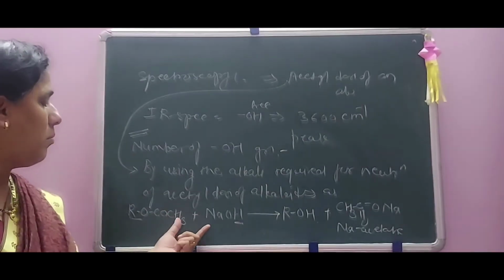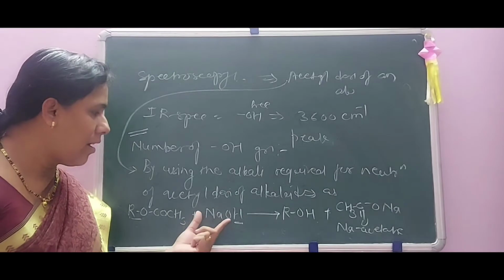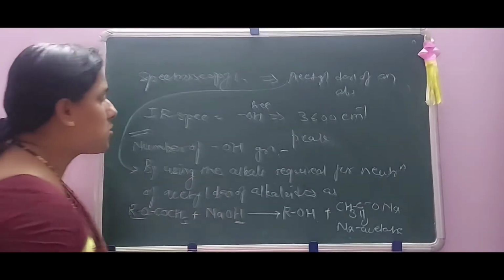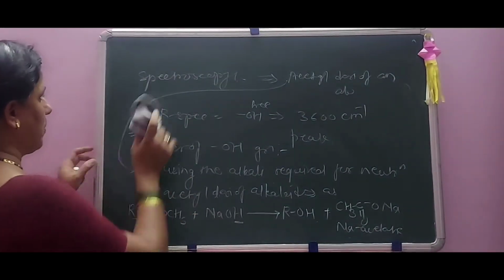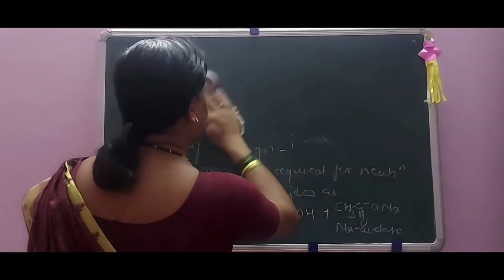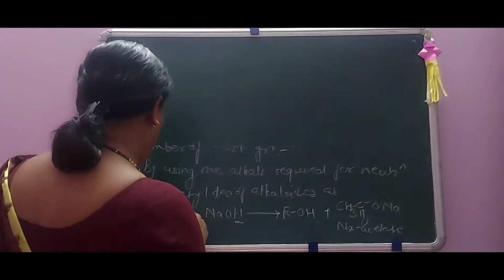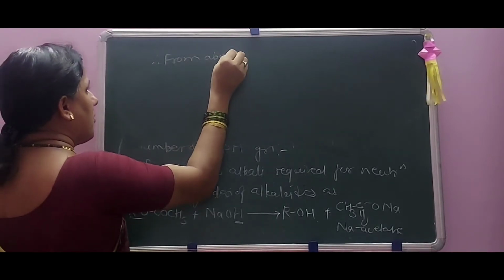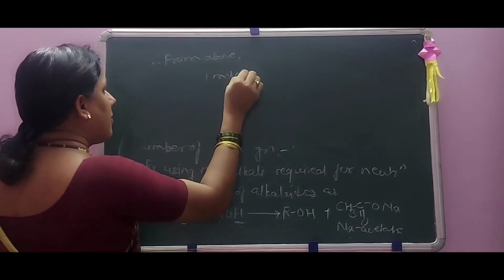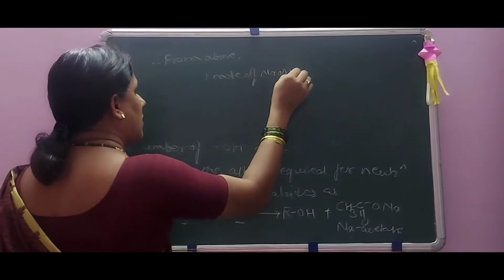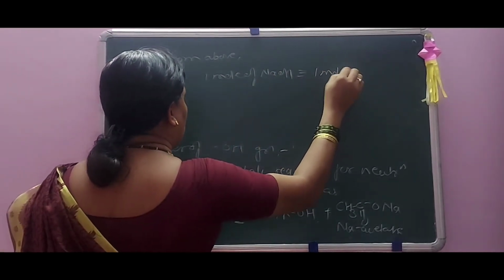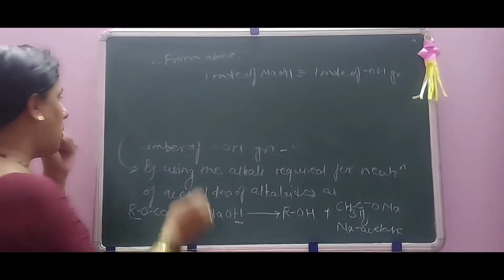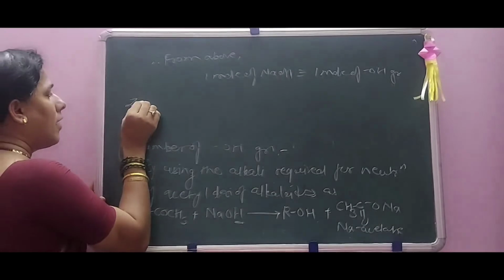Now how to calculate the number of OH groups? One mole of NaOH corresponds to one mole of hydroxy group. So from the above, one mole of NaOH corresponds to one mole of hydroxy group.